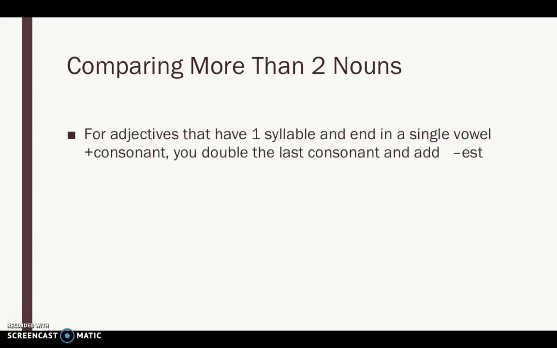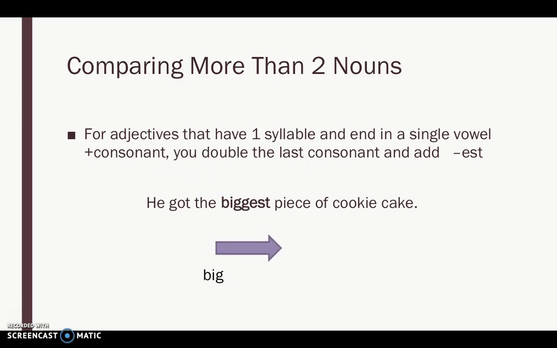For adjectives that have 1 syllable and end in a single vowel plus a single consonant, you double the last consonant and add est. That is very similar to what you did yesterday, but you just added er yesterday. When it's more than 2 nouns, you add est. So he got the biggest piece of cookie cake. Wow, he was lucky. Out of all the pieces, he got the biggest. Big is 1 syllable. It ends in a single vowel and a single consonant. So we double the G and it becomes biggest.